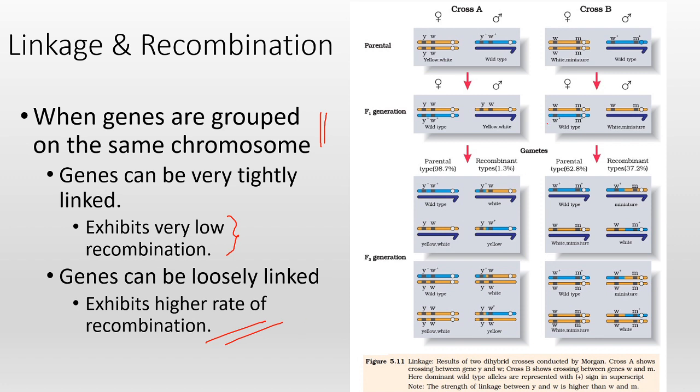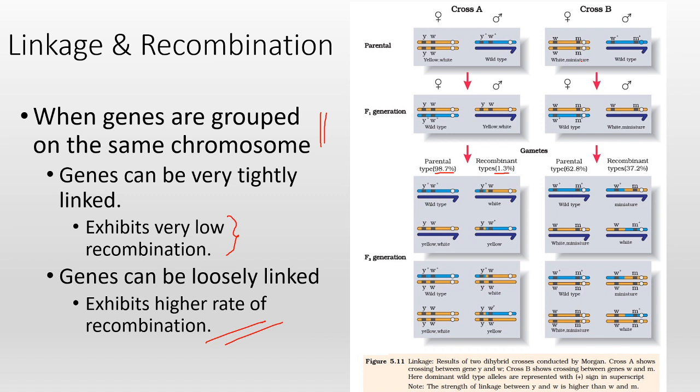So just to give you a summary from your textbook, as you can see here, in the yellow and white case, the genes are nearby. So what do you get? You get in the F2 a whopping 98.7% of parental type, but only 1.3% of recombinant type of the alleles, of the genes here.